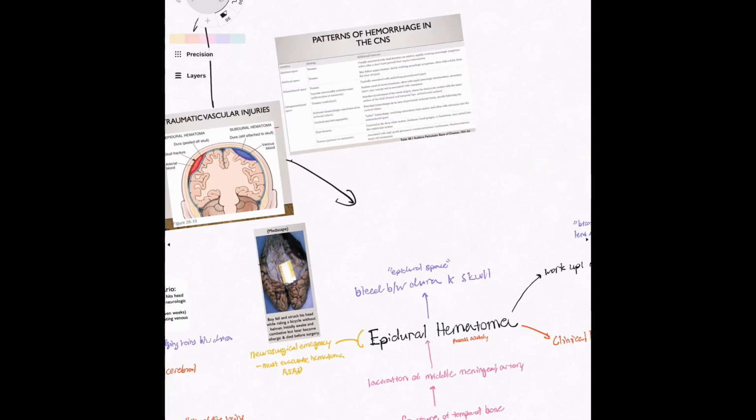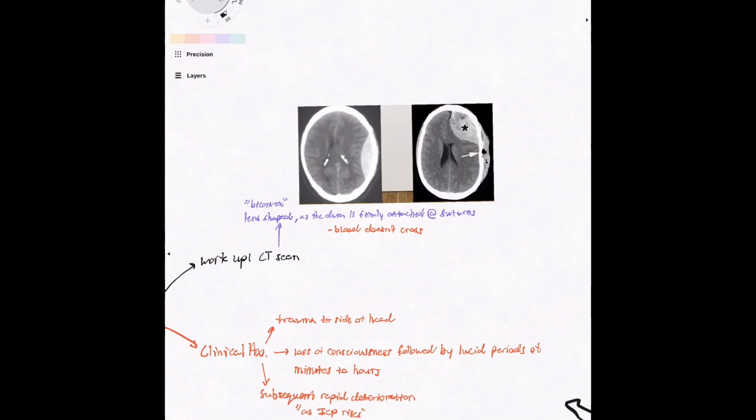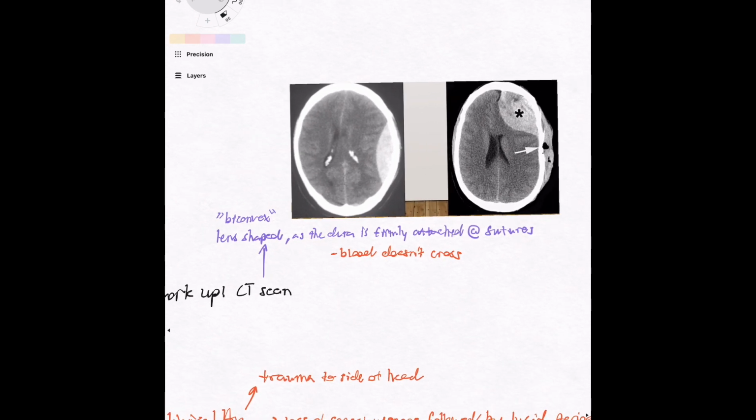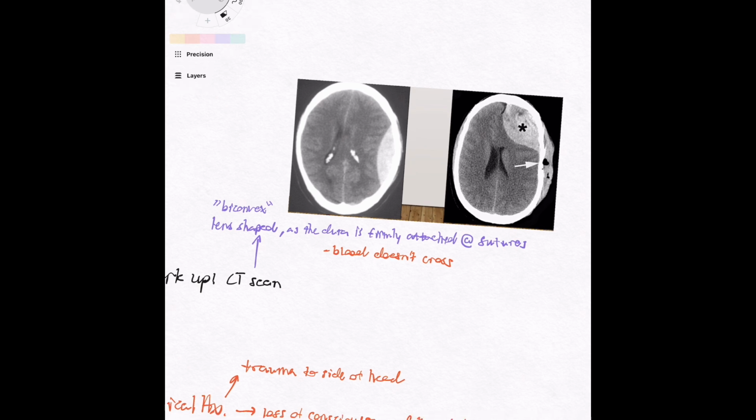Now, if we go back to the epidural hematoma part of the mind map, we can look at a CT scan, and what happens is you have a biconcave lens shape. The dura is firmly attached at the suture lines here, so the bleed won't cross it. So this is how you identify it on a CT scan.